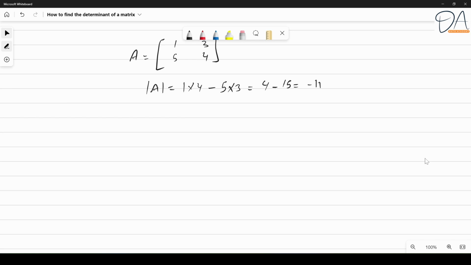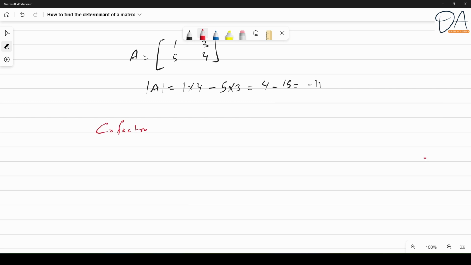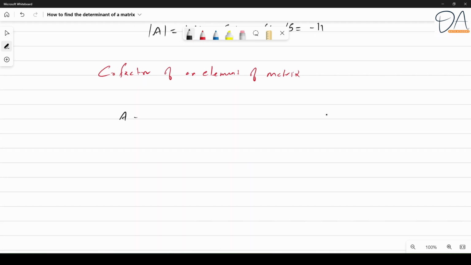Now, for matrices that are larger, say 3 by 3 or 4 by 4, we need to use what's known as cofactor expansion. First, let's understand what we mean by the cofactor of an element of a matrix. Let's have an example to illustrate this. Say you have this matrix: 1, 2, 3, 4, 1, 2, 5, 0, and 3.